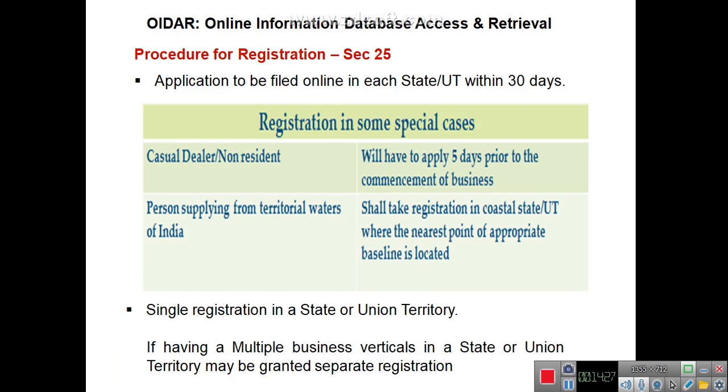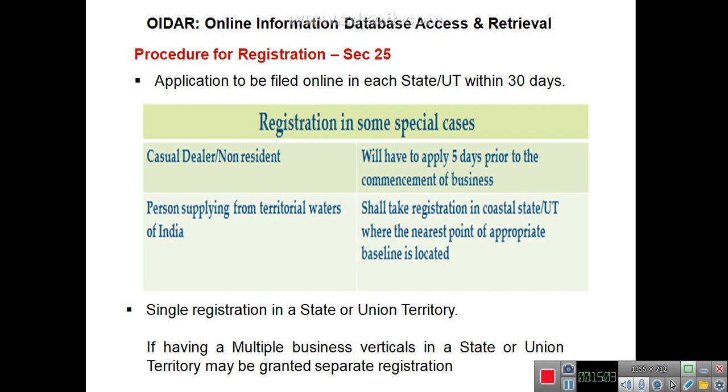Procedure for registration. Let's talk about the procedure for registration, explained in Section 25. The application is to be filed online in each state or union territory within 30 days, from the day when the aggregate turnover of the supplier exceeds the threshold limit. He should apply online in each state or union territory from where he is supplying his goods or services.